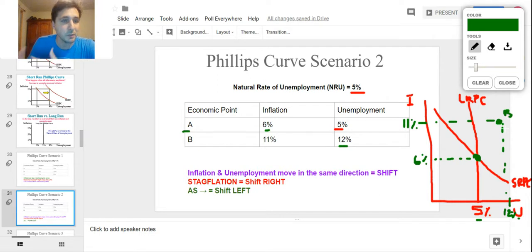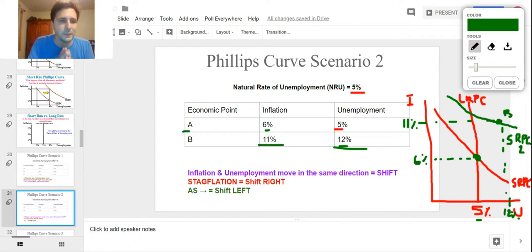What happened? Unemployment rate went up, inflation rate went up. Well, of course, this is stagflation. I have inflation, I have unemployment, stagnant economy, it's bad. That means aggregate supply has shifted left. So how do I show that change here? I simply shift my short run Phillips curve. It's a terrible shift. I shift my short run Phillips curve to the right, and I call it SRPC2.